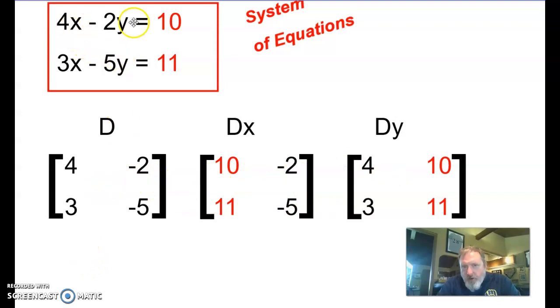D is the coefficients as they appear in your original equation. For Dx, you replace the x coefficients with what the equations equal. And for Dy, you replace the y coefficients with what the equations equal. And so that's how we get these three matrices. And then it's just a matter of finding the determinant to get your x and y values.